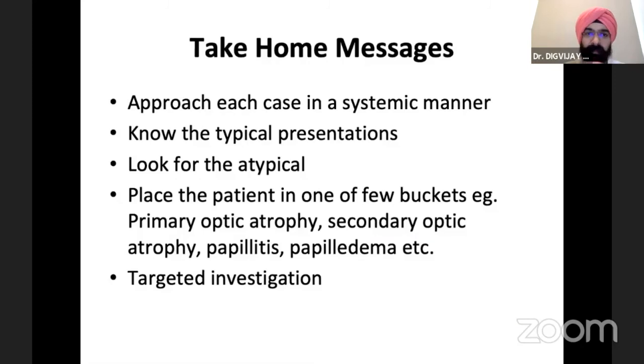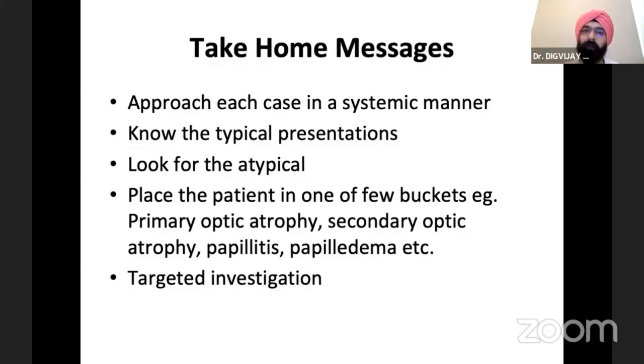So the take-home message from these cases is, of course, you must approach each case in a systematic manner. And when you do that, then you are in a position to put each of these cases into whether it is a typical case or an atypical case of something, and put each disc edema or disc pallor into certain buckets. Is it a primary optic atrophy? Is it a secondary optic atrophy? Could it be papillitis, an ischemic neuropathy, disc edema, papilledema? Once you're able to put your particular patient in one bucket, that's when you can start investigating further to reach a diagnosis. So it's very important, in the beginning, to at least have in your mind a possible way of how you would approach each case.